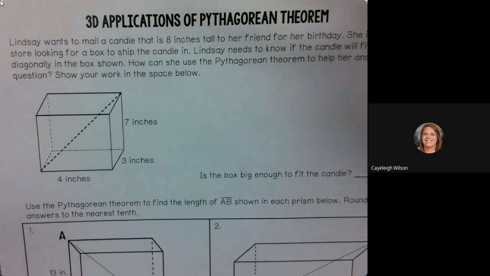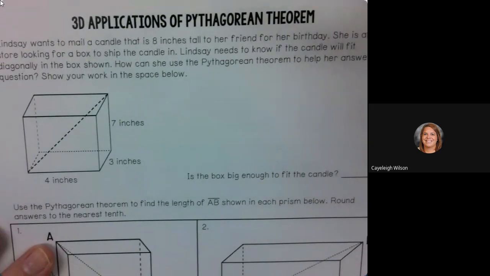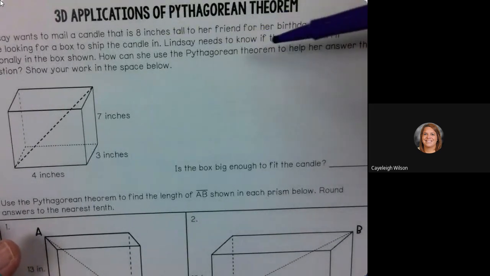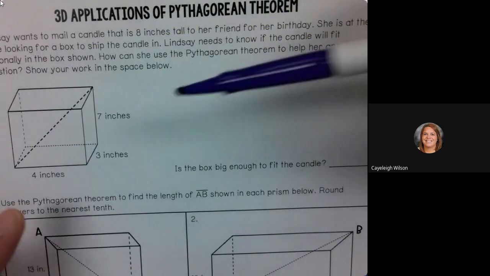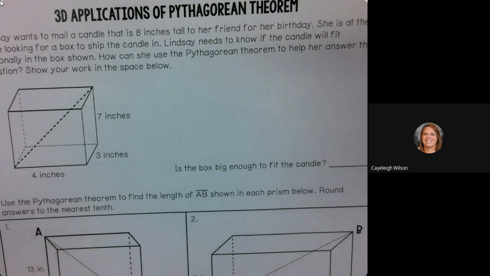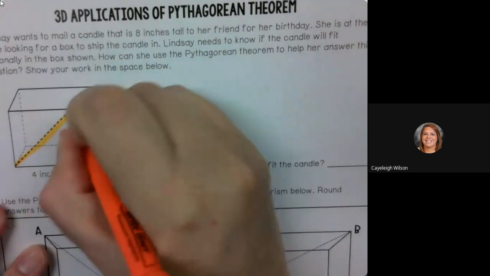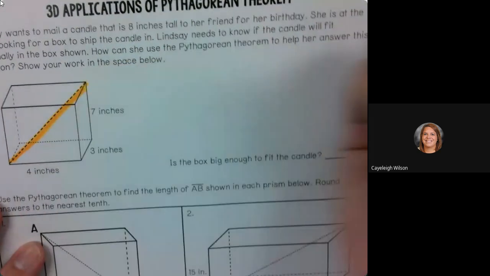It says Lindsay wants to mail a candle that is 8 inches tall to her friend for her birthday. She is at the store looking for a box to ship the candle in. Lindsay needs to know if the candle will fit diagonally in the box shown. How can she use the Pythagorean theorem to help her answer this question? They're trying to figure out if the candle lay in there sideways, like that dotted line, would an 8-inch candle fit in there?